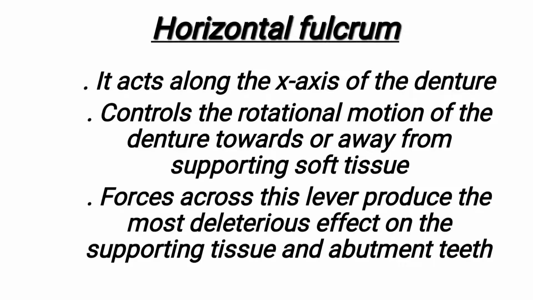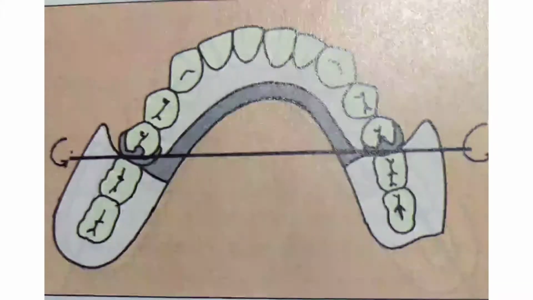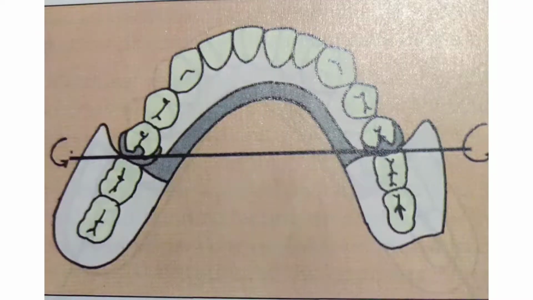Horizontal fulcrum. It acts along the x-axis of the denture, and controls the rotational movement of the denture toward or away from the supporting soft tissue. Force across this lever produces the most deleterious effect on the supporting tissue and the abutment teeth. You can see the horizontal fulcrum line.